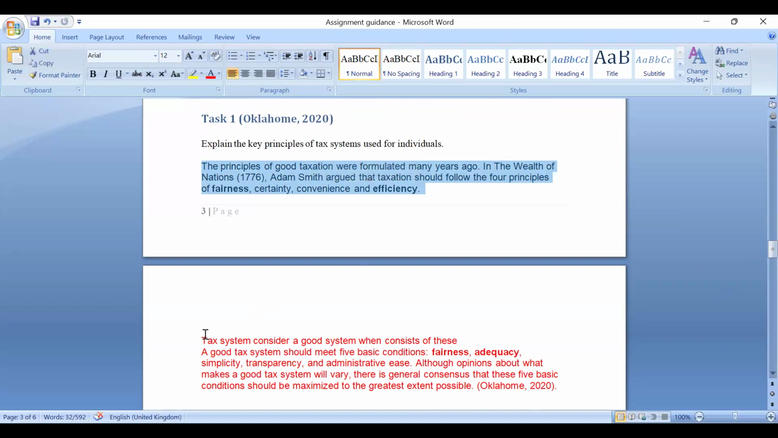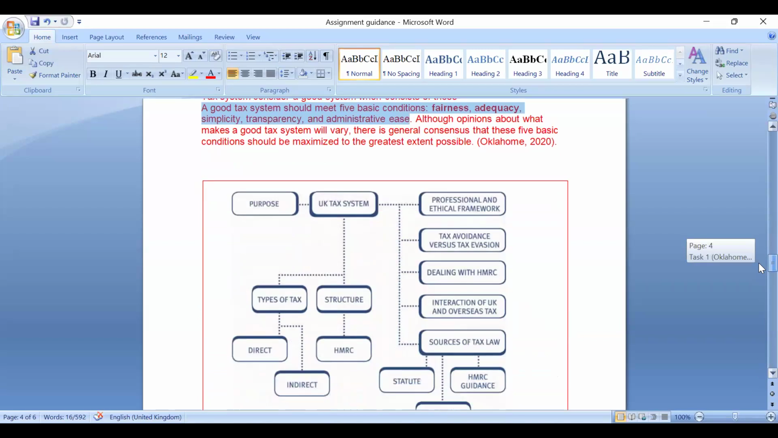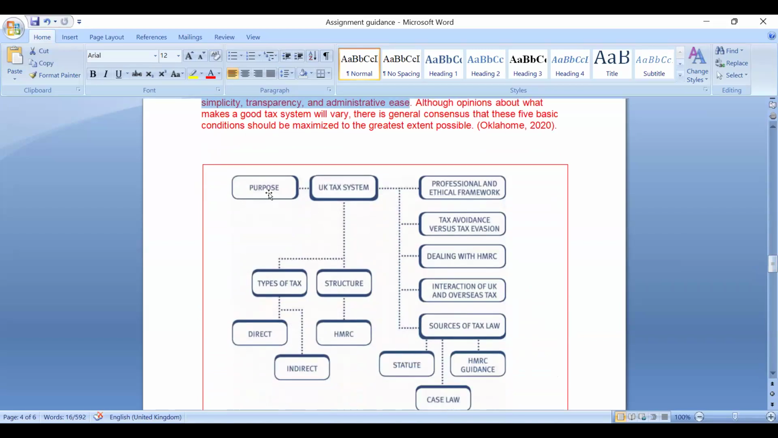A tax system is considered good when it meets the five basic requirements. What are the five basic requirements? Fairness, adequacy, simplicity, transparency, and administrative ease. That's a good tax system. So these are points you can enhance. Maybe other authors say a good tax system should be progressive, and some say no. So that can be an argument, two authors' views.